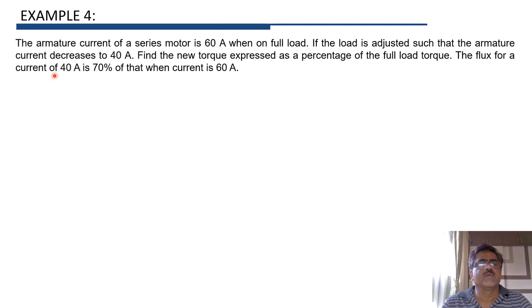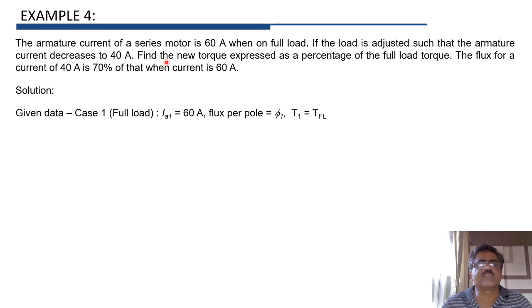Example 4. The armature current of a series motor is 60 ampere when on full load. Means when the motor is running on full load, Ia is equal to 60 ampere. So we can call it as case 1. So in case 1, that is full load condition, Ia1 is equal to 60 ampere. Then T1 is equal to torque at full load, and flux per pole, let it be Phi1.